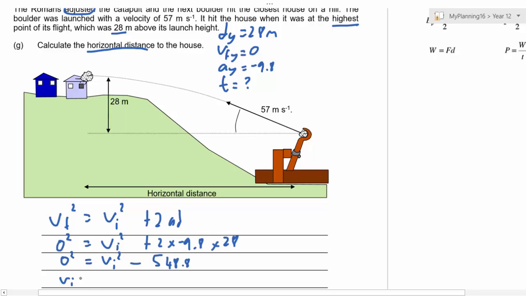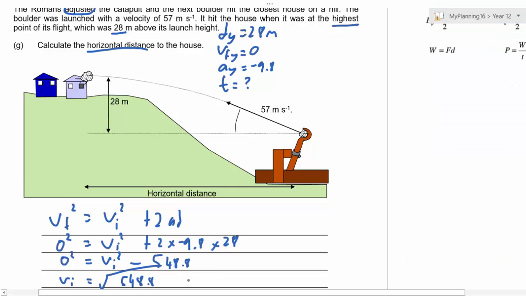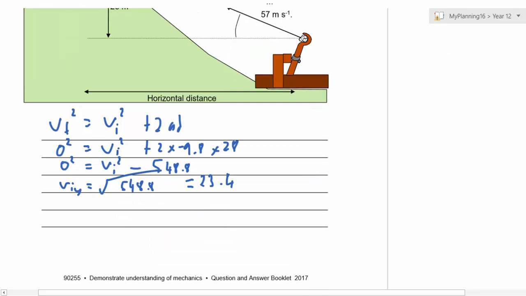And so vi actually just equals the square root of 548.8. So I grab my calculator and I square root this answer. If I square root the positive value of that answer, because it is actually positive when I move it over, I get a vi of 23.4 meters per second, which is viy. So now I know my viy.